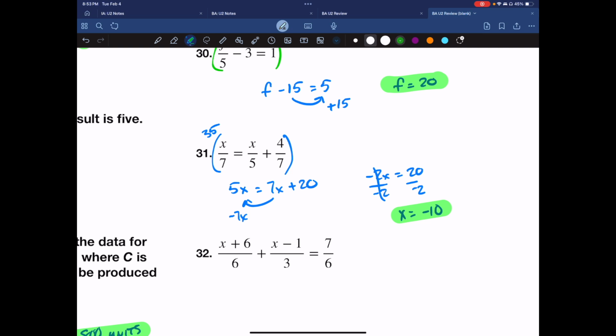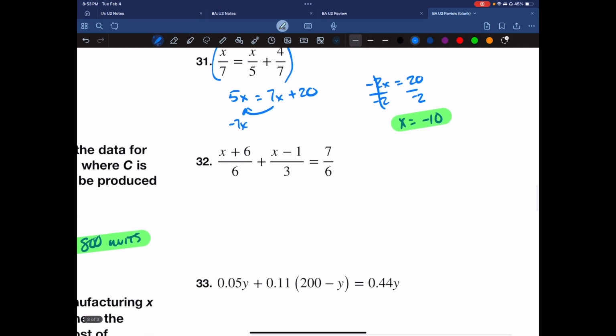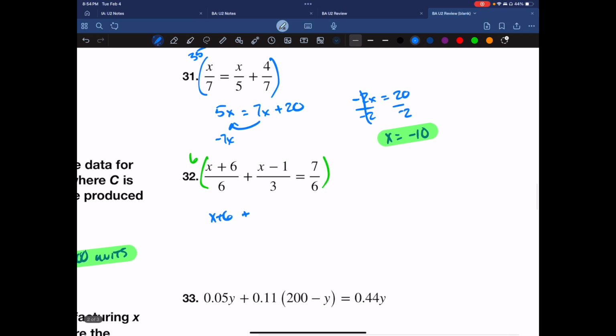Okay. Now, you apply the same concept here. Looks like everything will go into 6, so I'm going to multiply everything by 6. Now, when I multiply the first one, I luck out because I don't have to multiply anything up top. On the second one, 3 goes into 6 2 times. That means I have a 2 left to multiply the top. I'm not going to do that right now. I'm just going to write it. 2 times x minus 1 equals, and 6 goes into 6 one time, that's going to be 7.